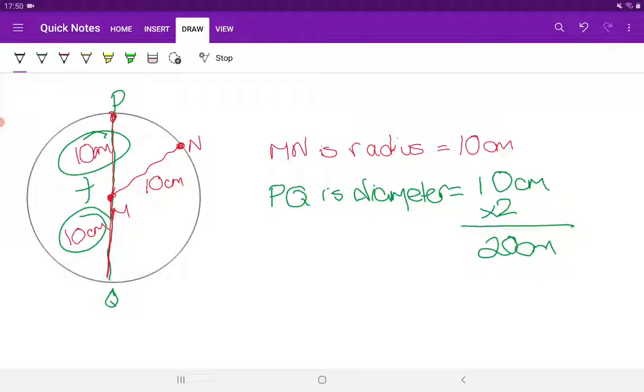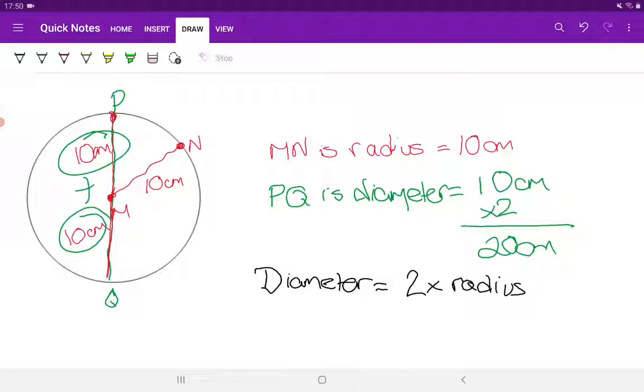So the rule is, and this is something that's going to be really important, guys, the diameter is always 2 times the radius. So if you're ever asked to work out the diameter of a circle and you know its radius, you just double it.